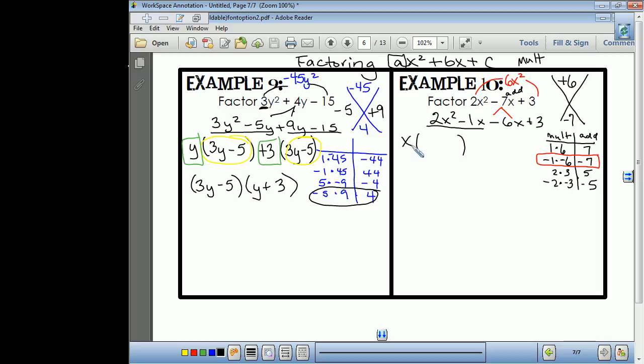2x minus 1. Okay, good. What do these, well, I want this to match. I'm sorry. I want that to match. So what do I have to divide out? Plus 3. Okay, 3 works, but we want the signs to change. So it has to be a negative 3. Now we pull out what they have in common. And then we group what's left.